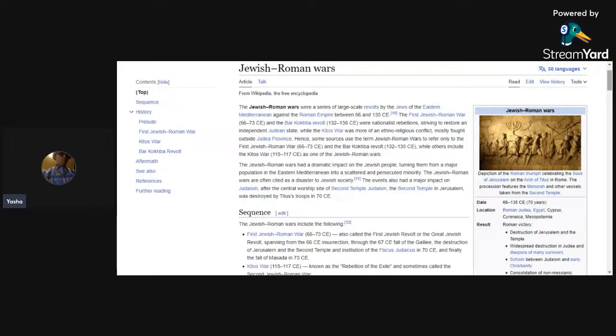See, they try to exclude the Kitos War out of it, and some try to exclude the Bar Kokhba revolt out of it. Because truthfully, when you think of the Roman-Jewish wars, most people think of what took place in 70 AD, the Roman-Jewish wars of 66 to 73 Common Era. Most people think of that as the Roman-Jewish war. Well, that was the start of it. It unfolded in three waves.